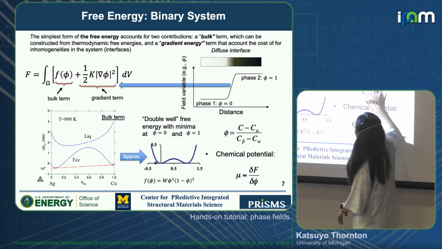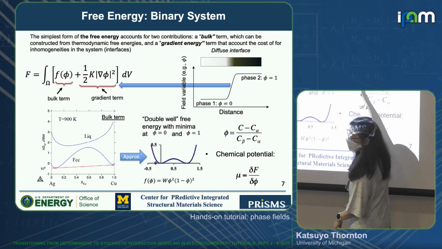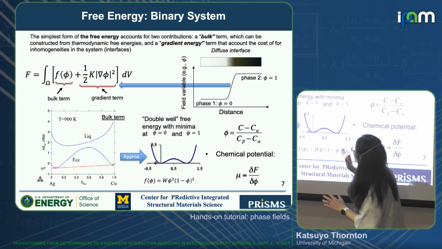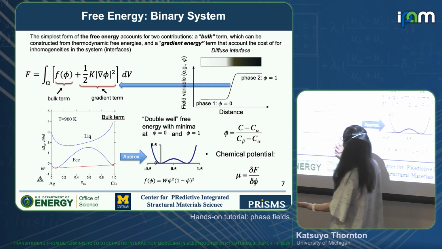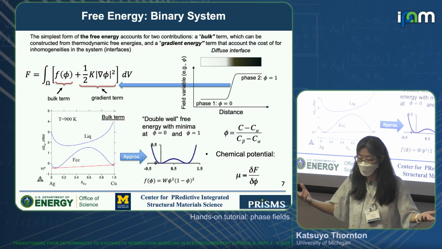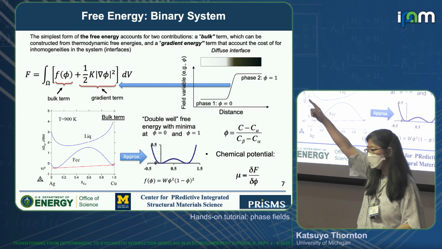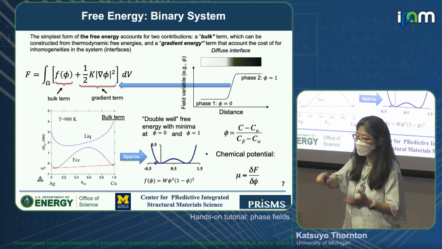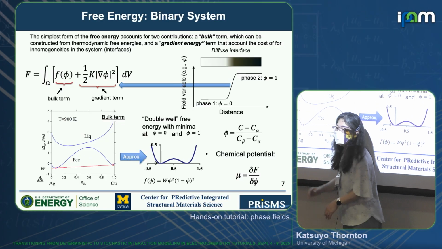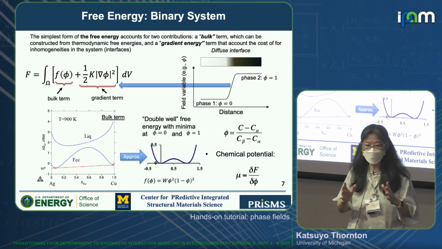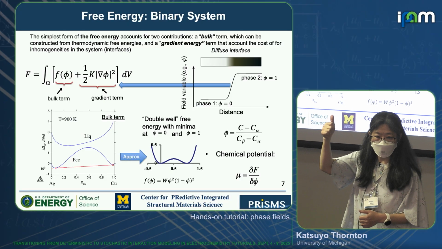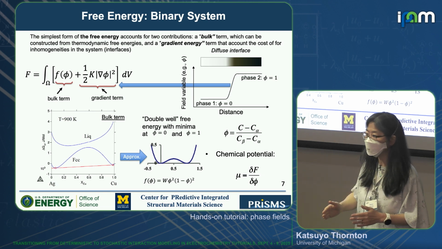Using that, you get something more like this, where the equilibrium values are going to be 0 and 1. However, if you just have this, the lowest energy state is just one value, 0, and then the other value is 1, so there's going to be a sharp interface. So one more term is needed. This is the gradient energy term. What it does is, if the gradient gets really high, the value goes up. So it's a penalty for a sharp gradient.